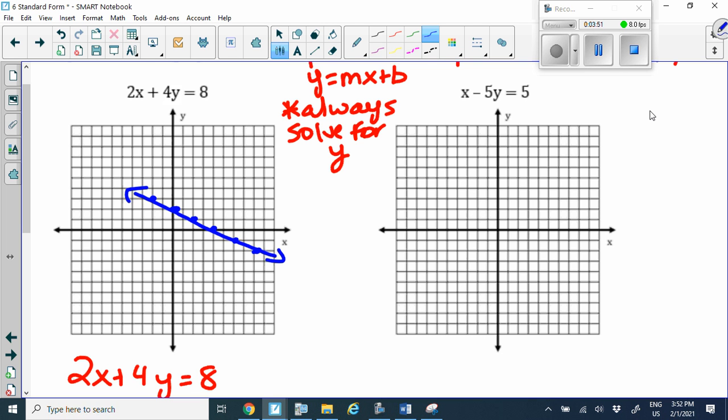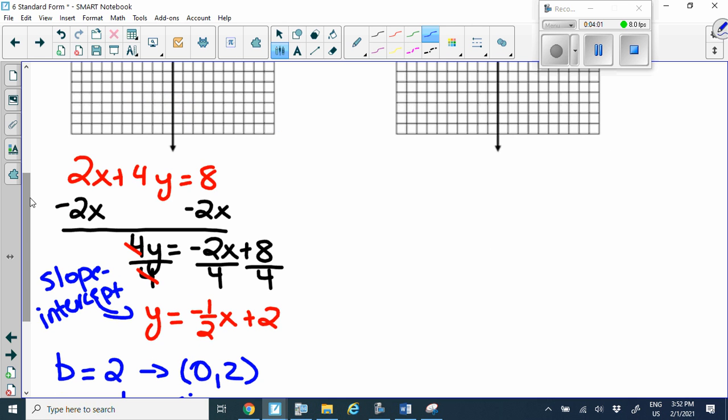Okay, let's see what you got. So don't forget, we need to make sure we get this into the slope-intercept form. And to do that, we need to solve for y. So I have x minus 5y equals 5. So my first step in solving is to move the x to the other side. So I'm going to subtract x from both sides.